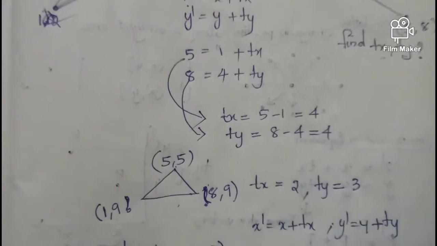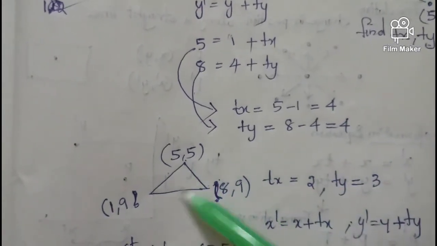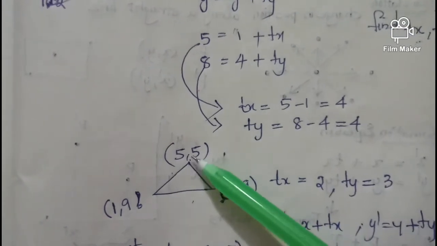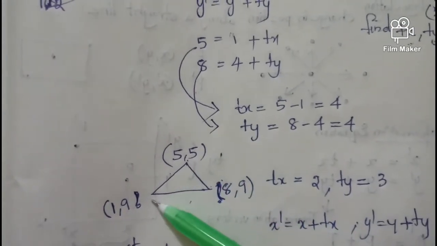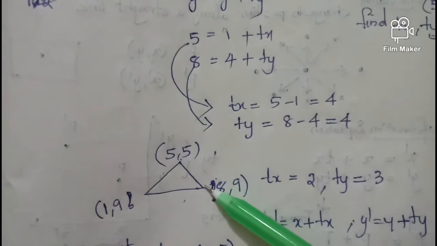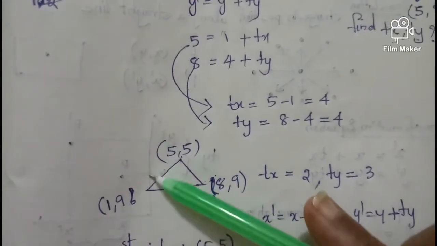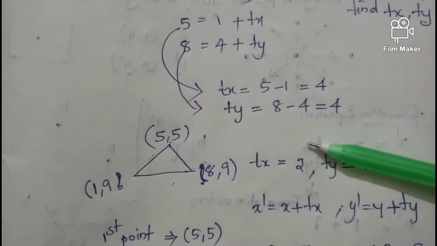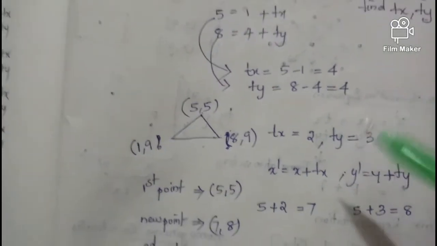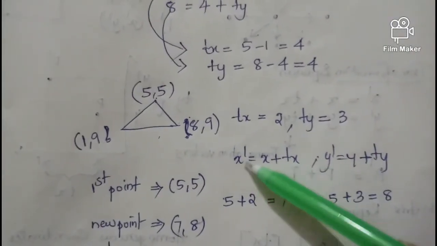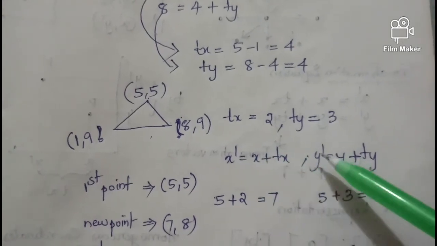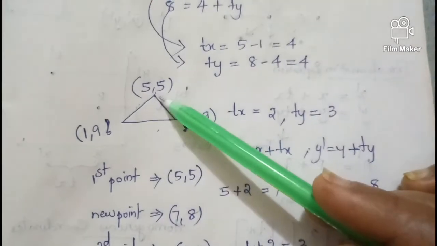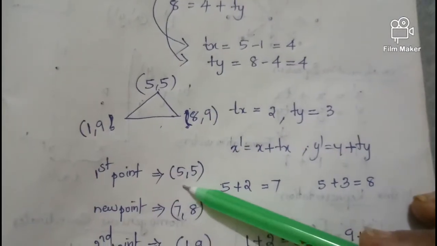Okay, to get the new position of the triangle, all these 3 points have to be translated. That means you have to translate the first point, you have to translate the second point, and you have to translate the third point. Only after translating all these points, the entire triangle will be moved to a new position. So first write the equation x dash is equal to x plus tx and y dash is equal to y plus ty.